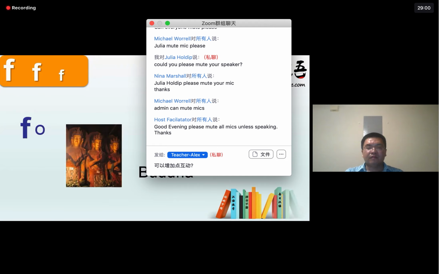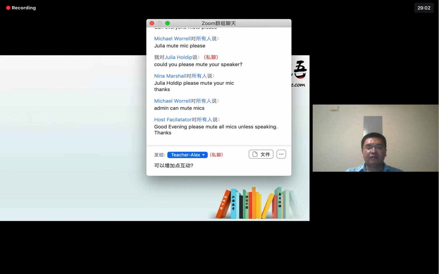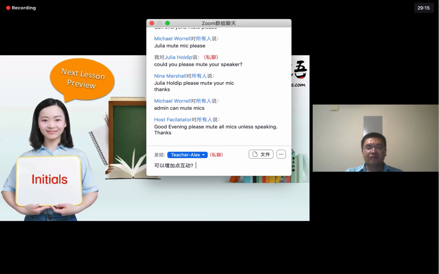Before we finish today's lesson, let's review what we've learned today. They are 波, 坡, 摸, 佛. In our next lesson, we are going to learn another four initials, which are 的, 特, 了.